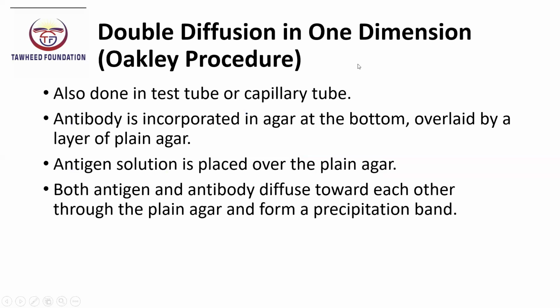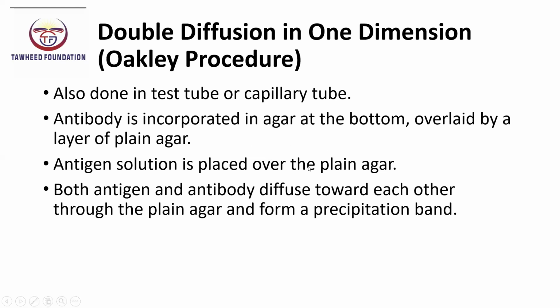Next is double diffusion in one dimension, Oakley procedure. In the Oakley procedure, both the antigen and antibody are allowed to diffuse toward each other through a layer of plain agar, allowing the reaction to occur in one dimension. A test tube is prepared with three layers. The bottom layer contains agar with the antibody. The middle layer is plain agar that serves as a diffusion medium, and the top layer holds the antigen solution.